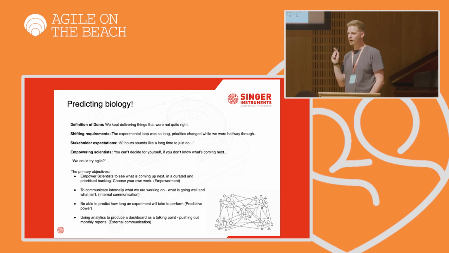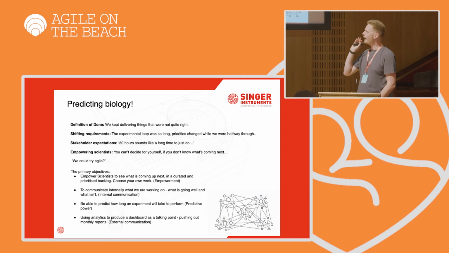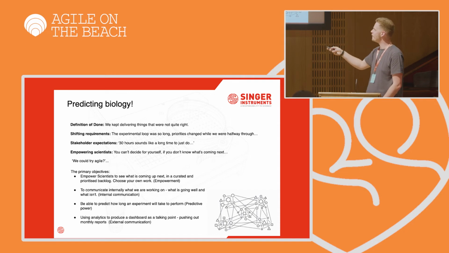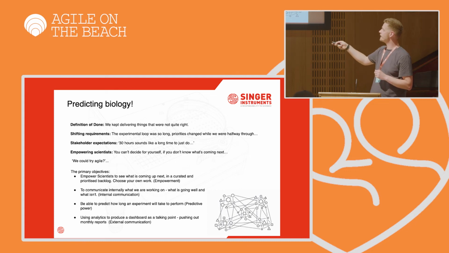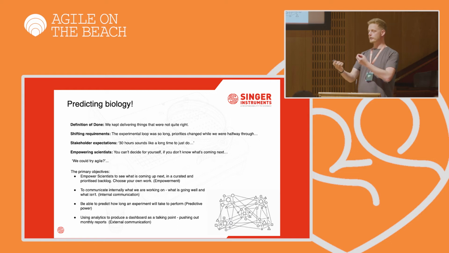So we came up with some primary objectives, very scientific, that we'd know that things were working if we could do these things. And those were mainly empowerment. So we wanted to empower scientists to see what was coming up next in a created and prioritized backlog. We'd learned a bit of lingo by this point. And we wanted to choose our own work. Secondly, we wanted to communicate internally what was going on, what is going well and what isn't. Basically, that internal communication piece that we were missing because people were reliant on me knowing what was going to come next.